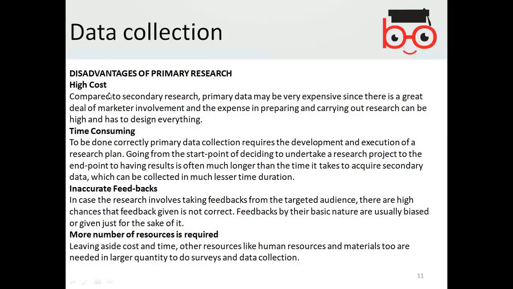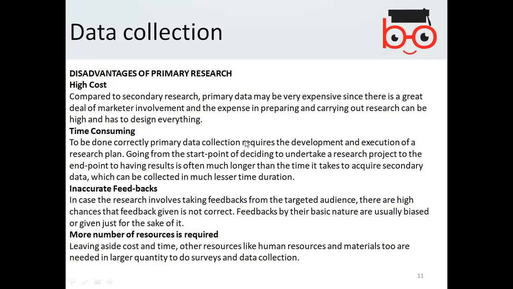One disadvantage of primary research is its high cost compared to secondary research. Primary data can be very expensive since there is a great deal of marketer involvement, and the expenses in preparing and carrying out the research can be high, as you have to design everything. Obviously, you are doing the research, you are not referring to existing research. It can also be time consuming. Obviously, the research that you are doing, you are spending your time on it.